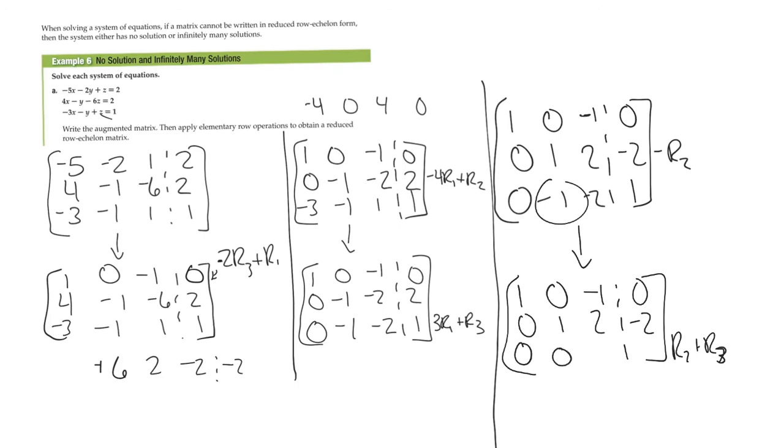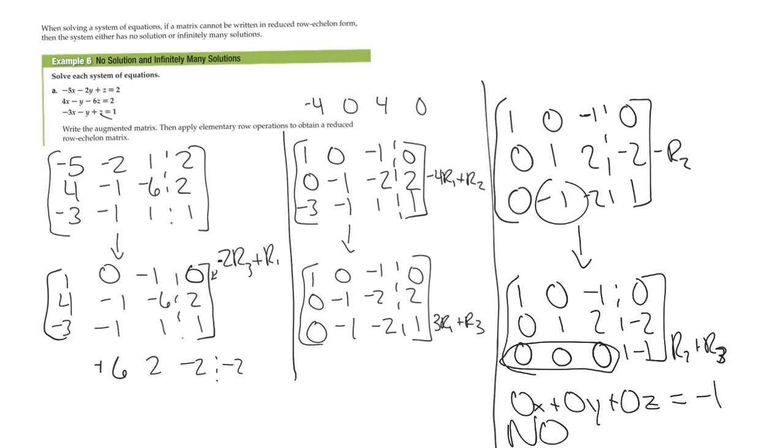This turns to a 0. Oh, this also turns to a 0, and this is a -1. Which, that's impossible because there's no variables left. And so that would be 0x plus 0y plus 0z equals -1, which is impossible. So this system actually has no solution. And there's our example of one that doesn't have a solution.